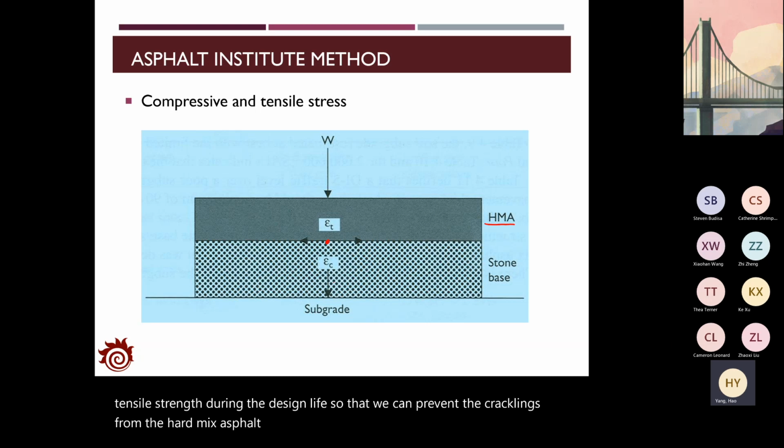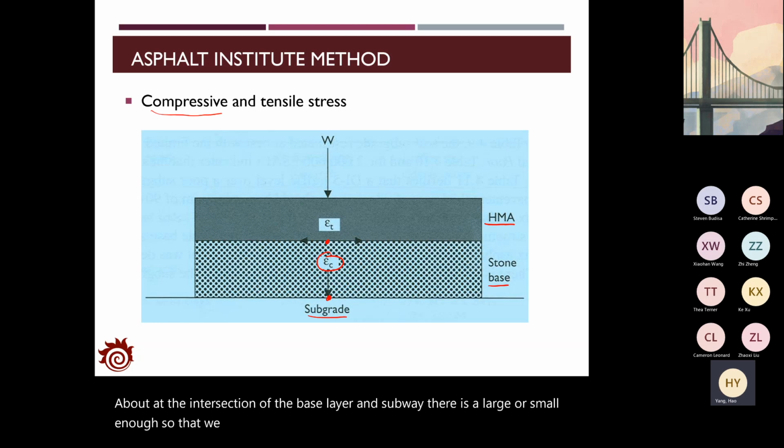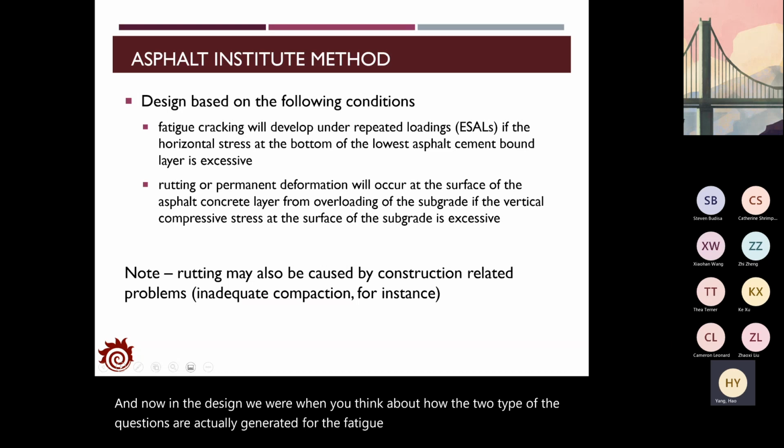In the meanwhile, we want to make sure that the compressive stress at the intersection of the base layer and the subgrade layer is small enough so that we can prevent deformation. These are the two critical criteria we select for the AI method. Now in the design, we need to think about how the two types of cracking are generated. Fatigue cracking usually comes from the repeated loading and the horizontal stress at the bottom of the asphalt layer.